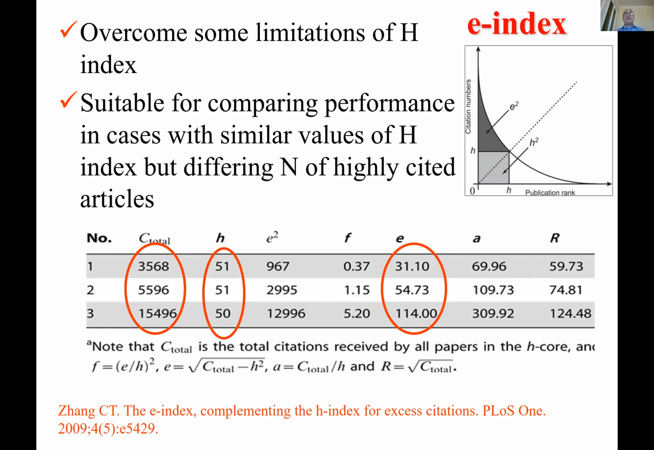For that, we have the excess index, E-index, proposed by Chinese scientists. So we should pay attention not just to the Hirsch index, but also to total citations. Here you see that the 3rd author with Hirsch index 50 has 3 to 5 times more citations than his competitors with Hirsch indexes 51. So we should count not just the Hirsch index, but also total citations to all articles of these authors.